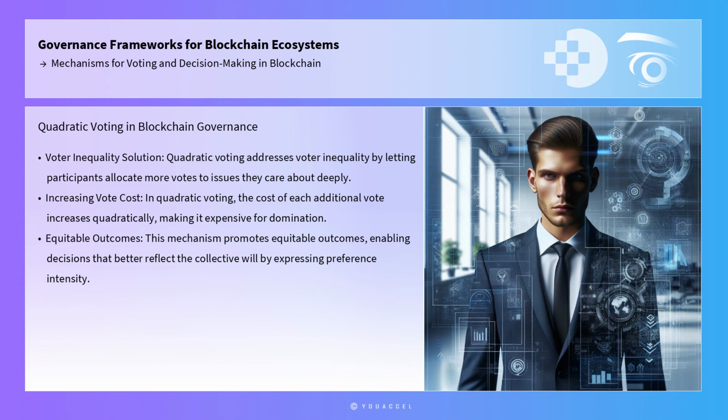An essential tool for blockchain governance is quadratic voting, which addresses the issue of voter inequality by allowing participants to allocate more votes to issues they care deeply about. In quadratic voting, the cost of each additional vote increases quadratically, making it expensive for any single participant to dominate the decision-making process. This mechanism promotes more equitable and representative outcomes, as individuals can express the intensity of their preferences, leading to decisions that better reflect the collective will.